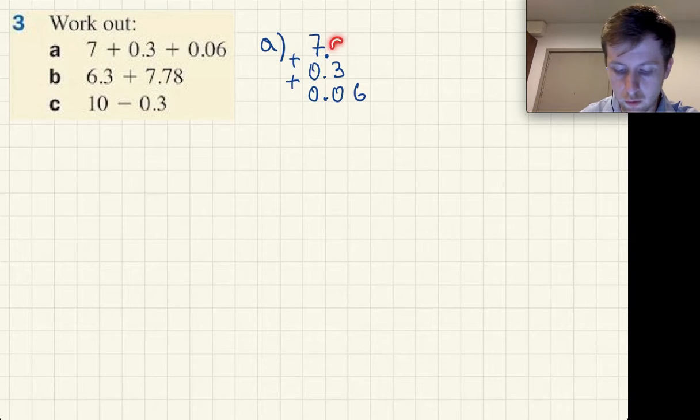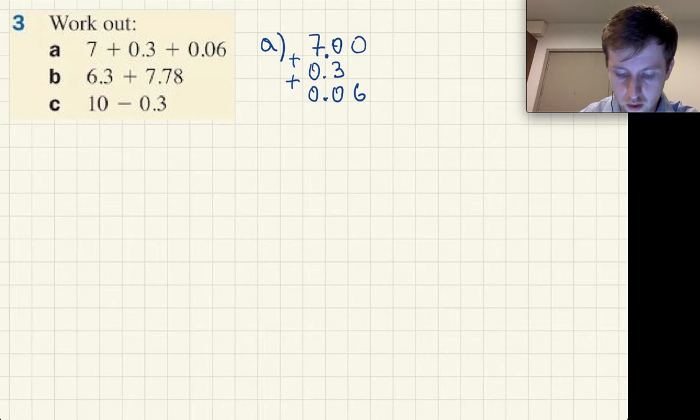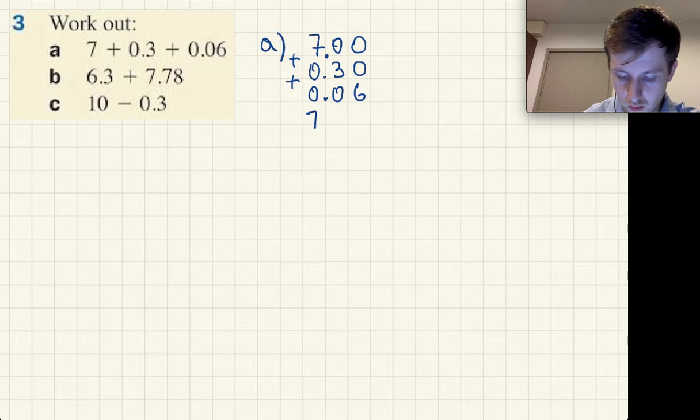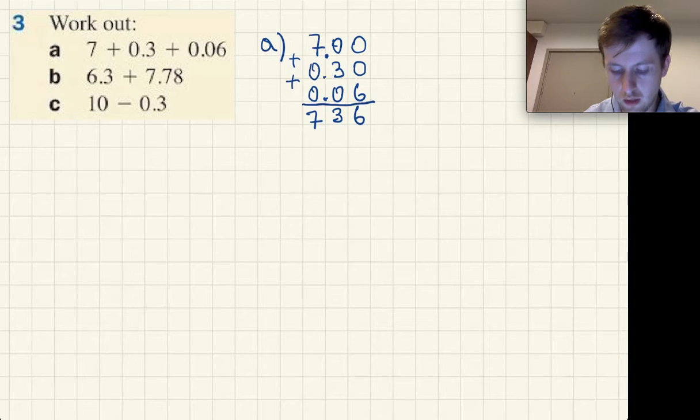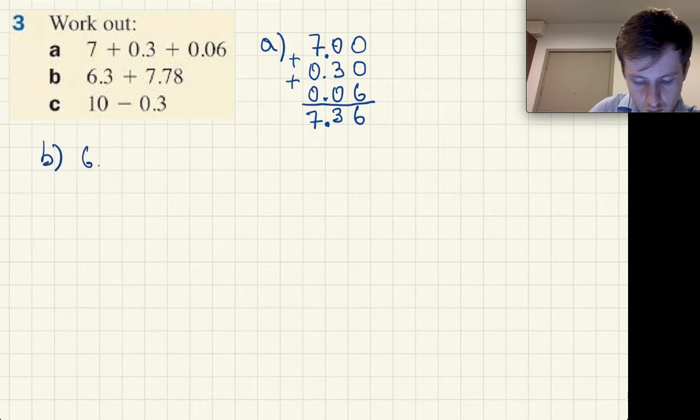If there are no numbers here, we can just write zeros. So we write 7.00 and 0.30. And then altogether it's going to be 7, 3, and 6. And don't forget about the point. So the answer is 7.36.